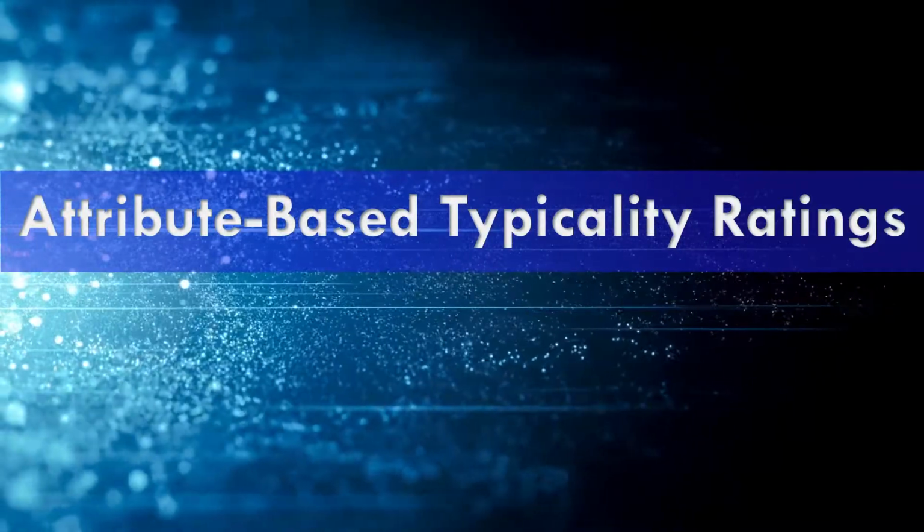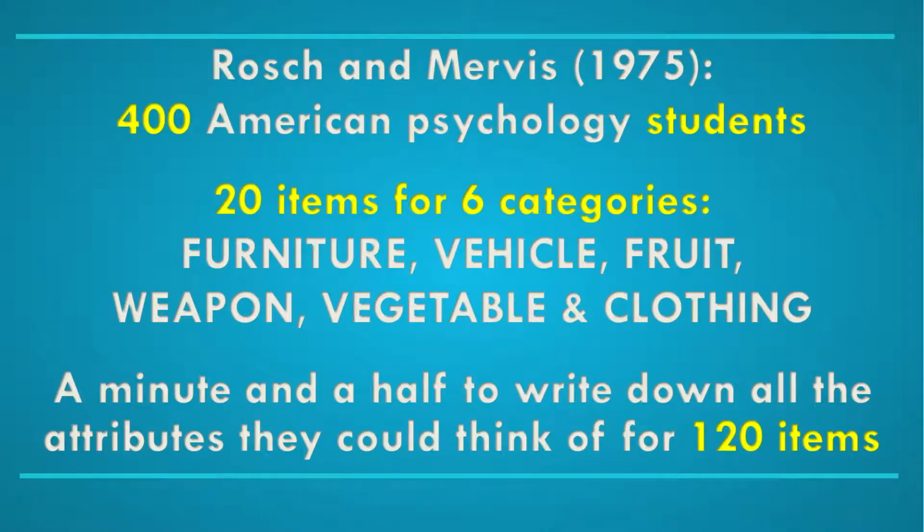Attribute-based typicality ratings. Rosch and Mervis 1975 carried out an experiment with 400 American psychology students. They tested 20 items for 6 categories, for a total of 120 items. So 20 items of furniture, 20 items of vehicles, 20 items of fruit, 20 types of weapons, 20 exemplars of vegetables, and 20 items of clothing. They were given 1 minute and a half to write down all the attributes they could think of for each and every one of the 120 items.